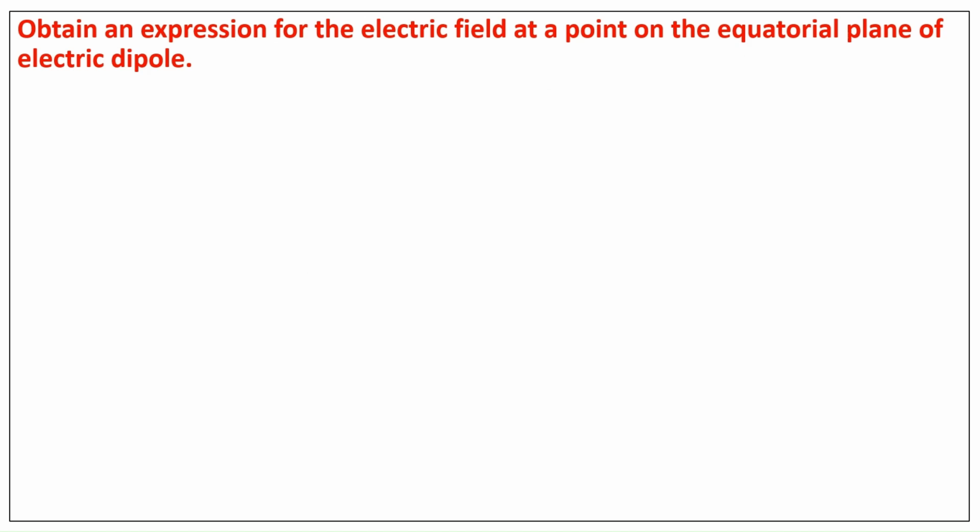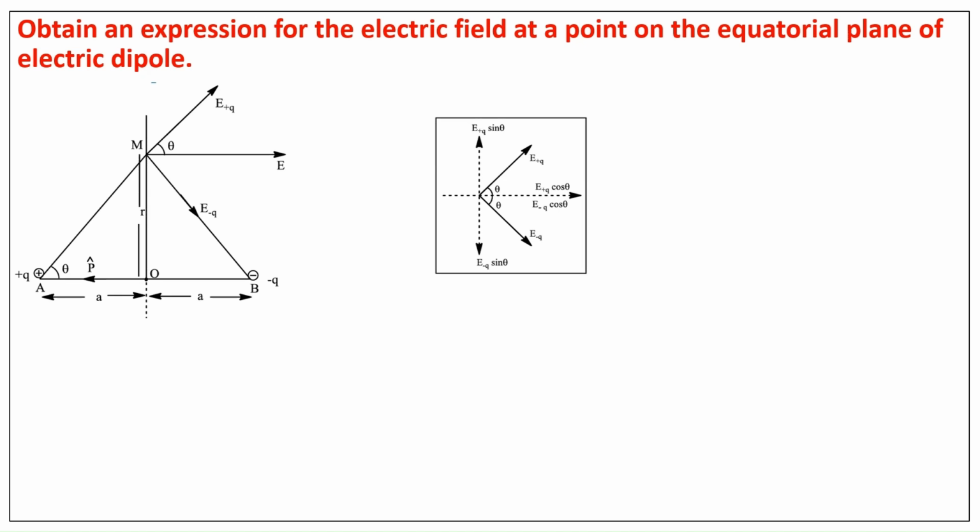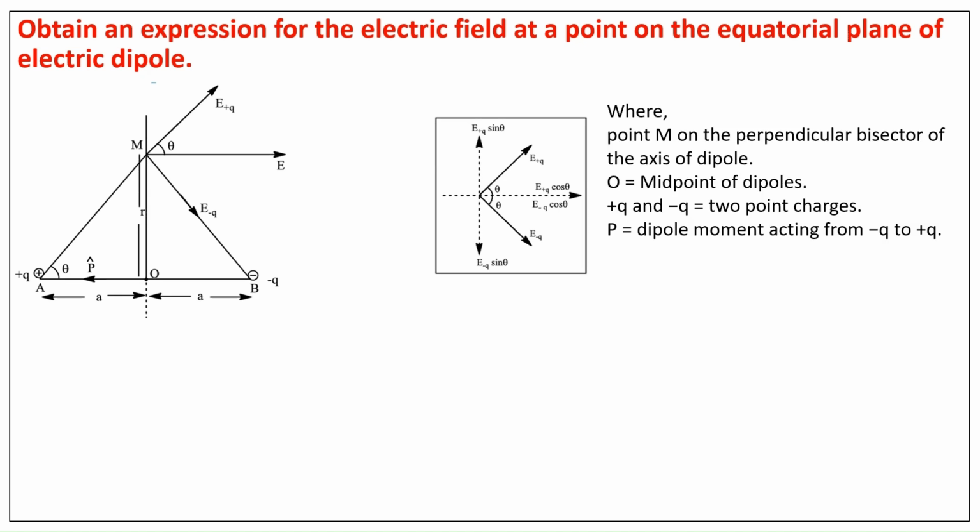Next, obtain an expression for the electric field at a point on the equatorial plane of an electric dipole. Solution. From the figure, plus Q and minus Q are two point charges separated by a distance 2a. O is the midpoint of the dipole. P is the dipole moment acting from minus Q to plus Q. The electric field at any general point is obtained by adding the electric fields E minus Q due to the charge minus Q and E plus Q due to the charge plus Q by the parallelogram law of vectors.